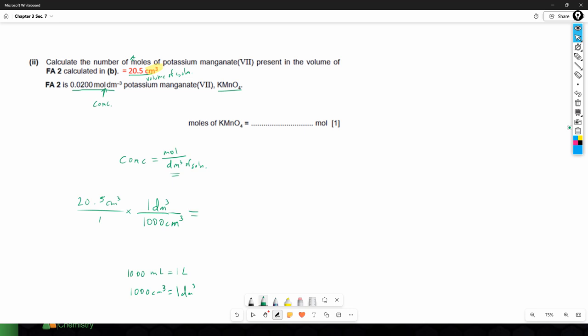So essentially, 20.5 cubic centimeters is equivalent to 0.0205 cubic decimeters. Because all we're doing is dividing by 1,000, or essentially just moving that decimal place over to the left 3 times. Once we have that, we can then add those numbers into our equation. We can grab the volume, put it in our equation, grab the concentration, put it in our equation.